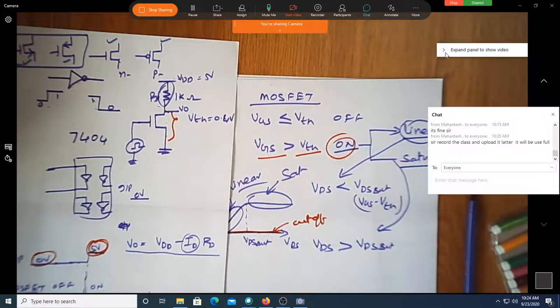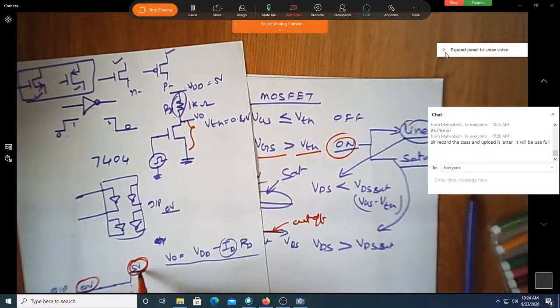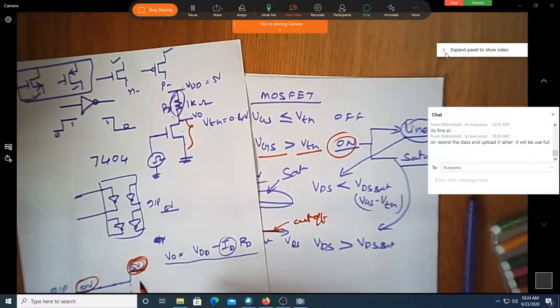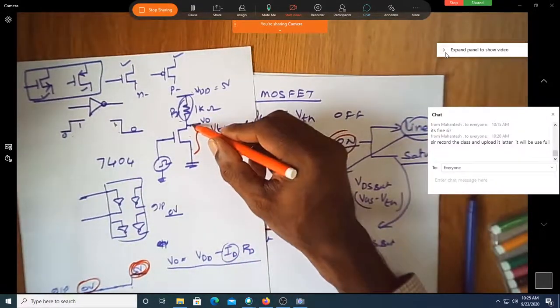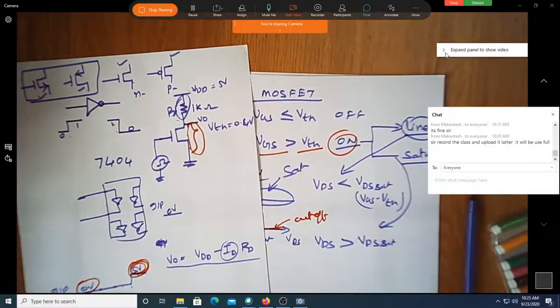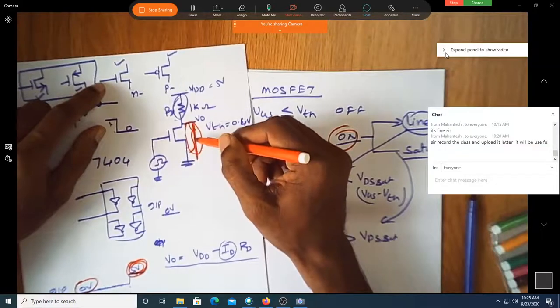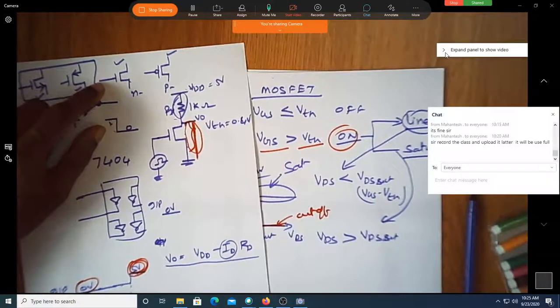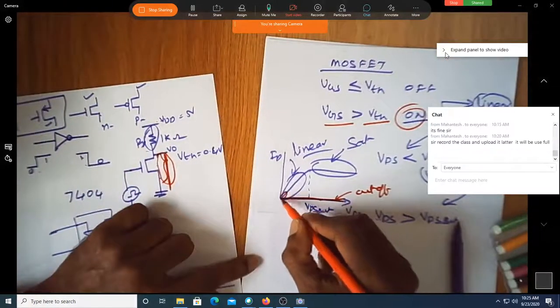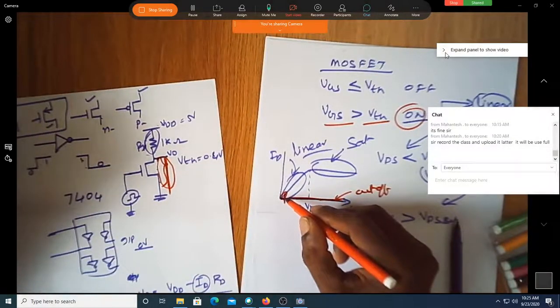Yes, sir. So initially assume that this immediately goes to 5 volt. When it is 5 volt, does the MOSFET operate in linear region? Because this voltage, can you see the voltage here? The voltage is very less. You can see this is the voltage you have. So what is the voltage here? You have this VDS. How much is this voltage? 0.1, 0.02, 0.01. So that is a very small voltage, no?